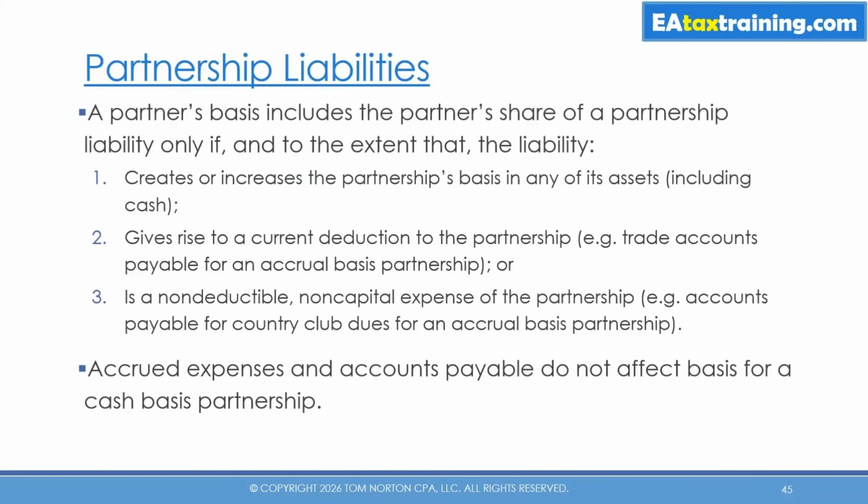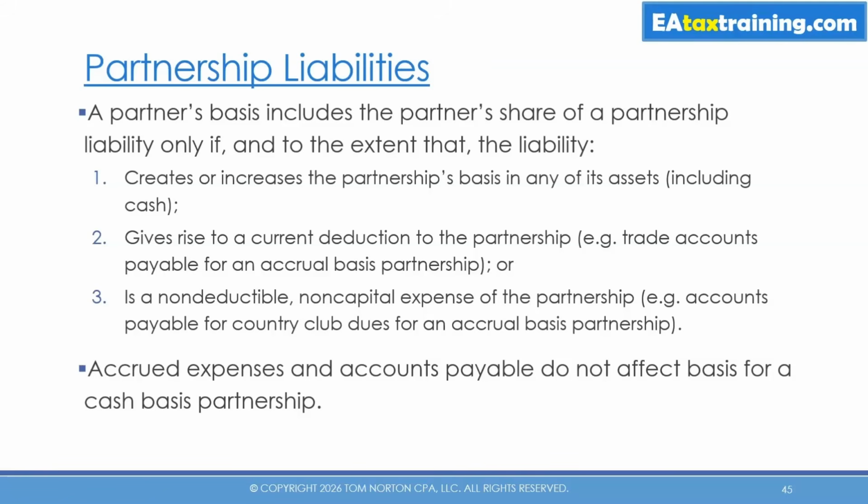A partner's basis, their outside basis in the partnership, includes the partner's share of a partnership liability only if and to the extent that one of the following applies. First of all, it creates or increases the partnership's basis in any of its assets, including cash. So if the partnership gets a $10,000 loan from the bank, they now have cash of $10,000. So they've got basis in that cash of $10,000. So that counts. That loan increases the partner's basis in the partnership.